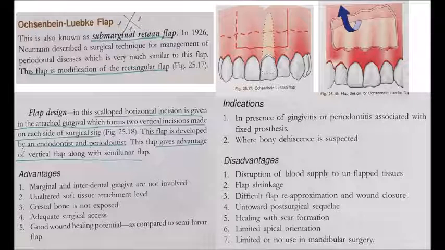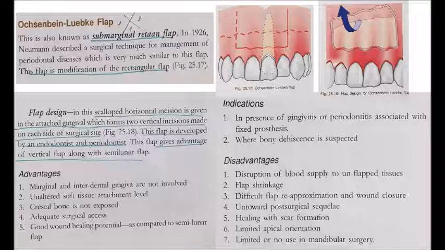In 1926, Neumann described a surgical technique for management of periodontal disease, which is very similar to this flap. So Neumann in 1926 described this flap, which is a modification of the rectangular flap. Flap design: the scalloped horizontal incision is given in the attached gingiva, with two vertical incisions made on each side of the surgical site. This flap was developed by an endodontist and a periodontist.